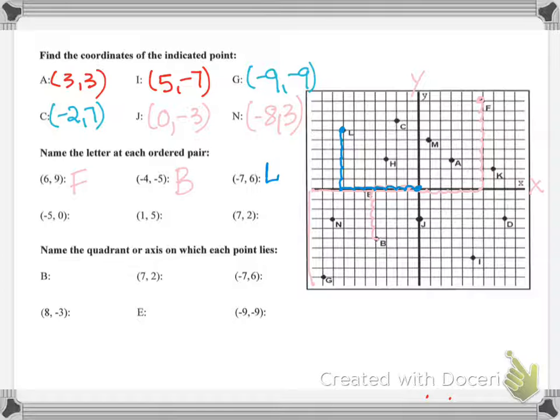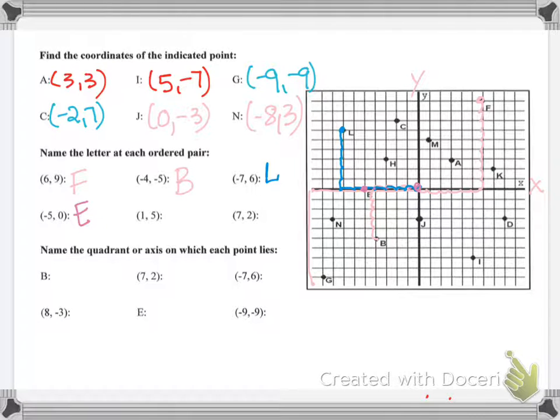Negative 5, 0, always starting with your pencil on the origin. And then we're going to count back 5, 1, 2, 3, 4, 5, always using the x-axis first, and then down 0. Since we're going down 0, we're at point E.